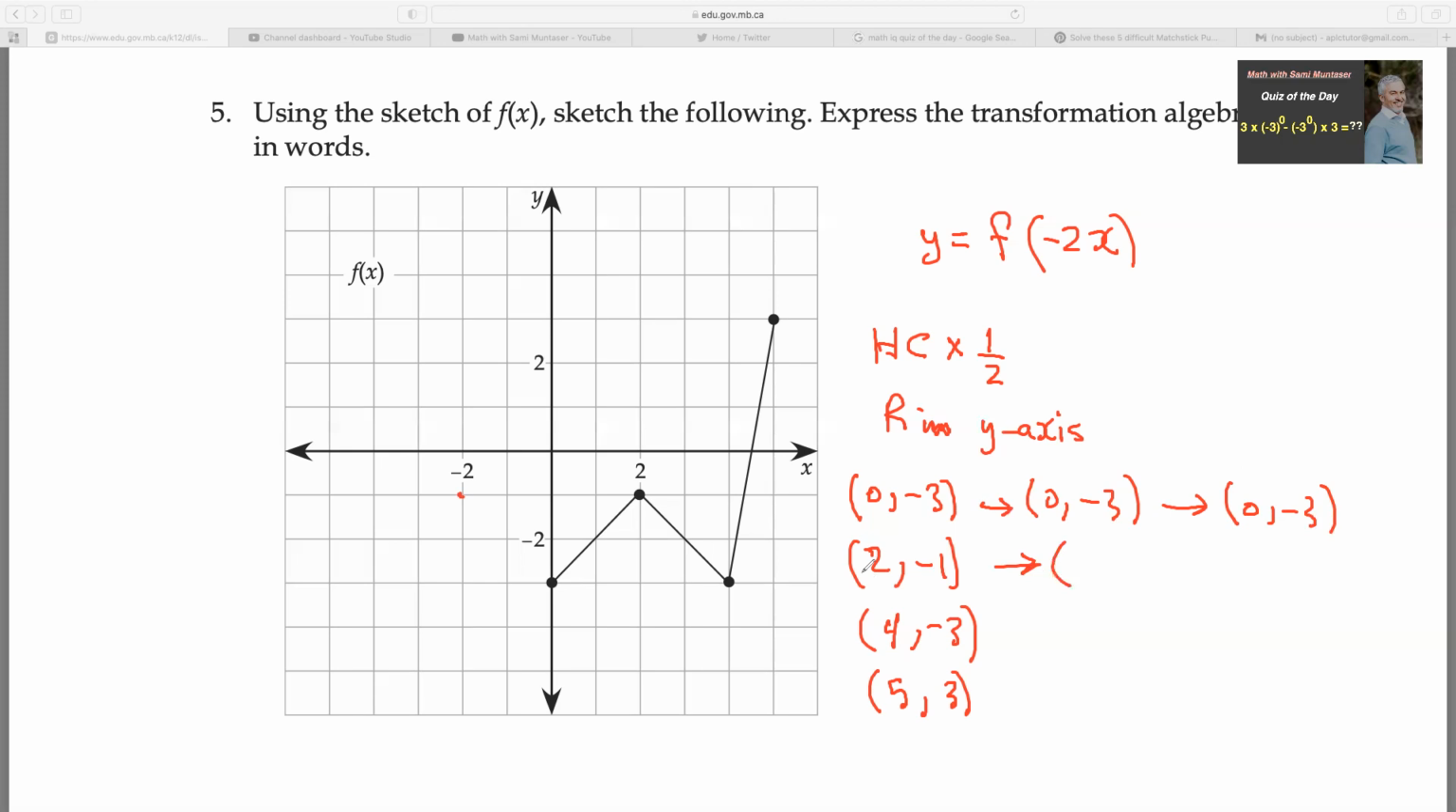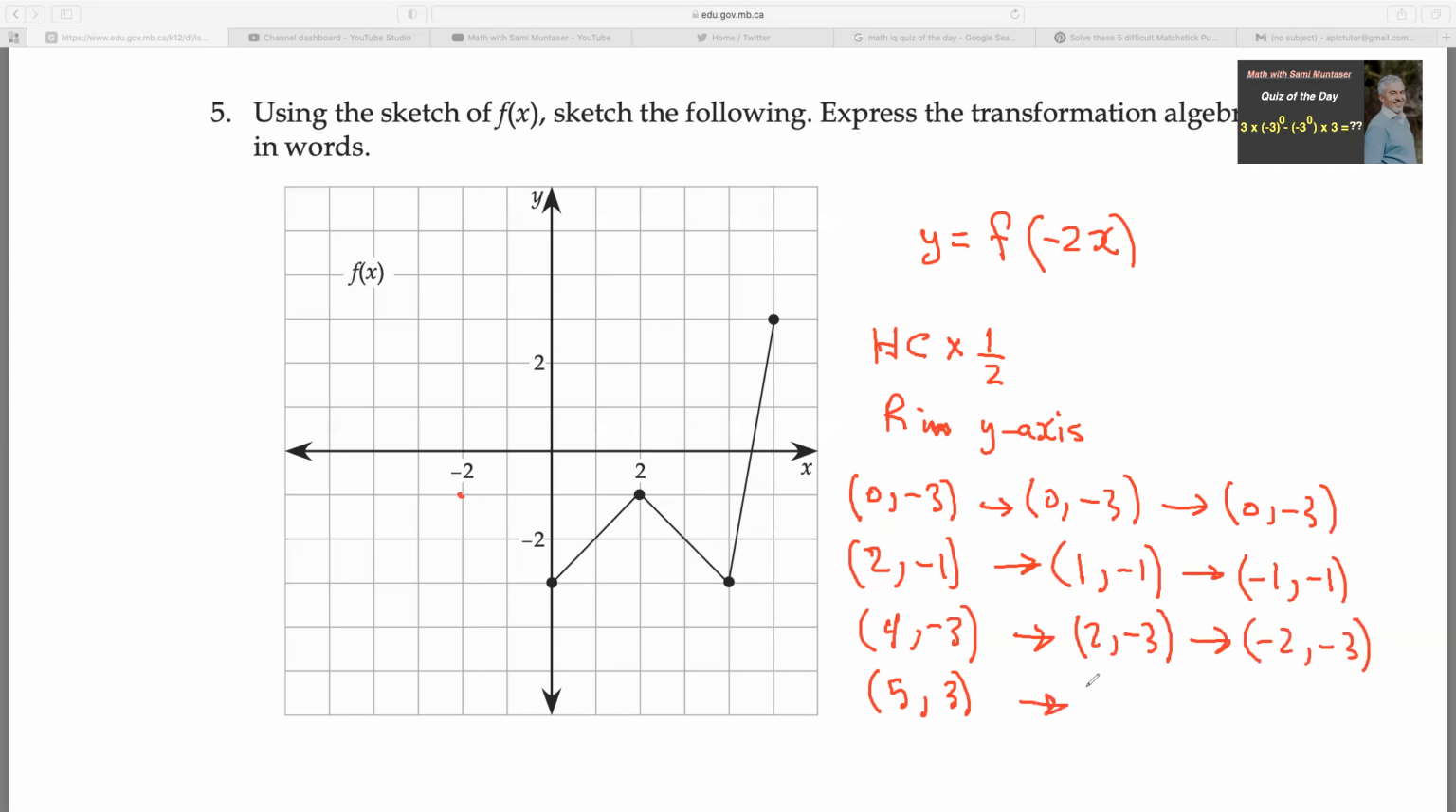This one, you multiply the x value by 1/2, so 2 times 1/2 is 1 and -1. And then when you reflect it, we said with reflection over the y-axis, you change the sign of x. So this becomes -1 and the y stays the same. Here, 1/2 times 4 is 2. So you have 2 and -3. With reflection, you change the sign of the x, but the y stays the same.